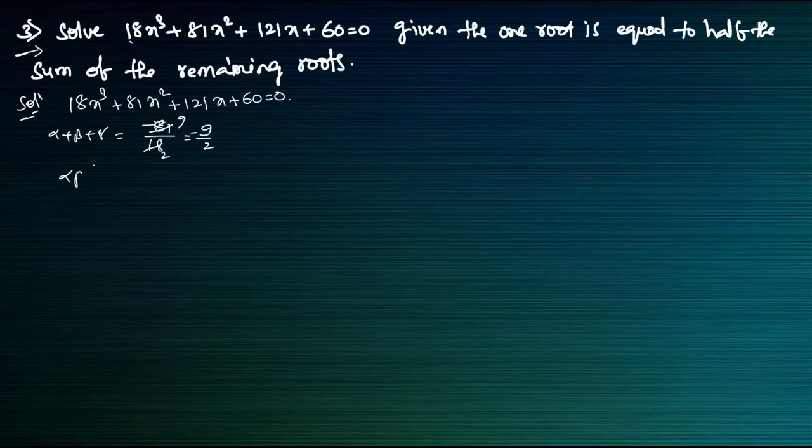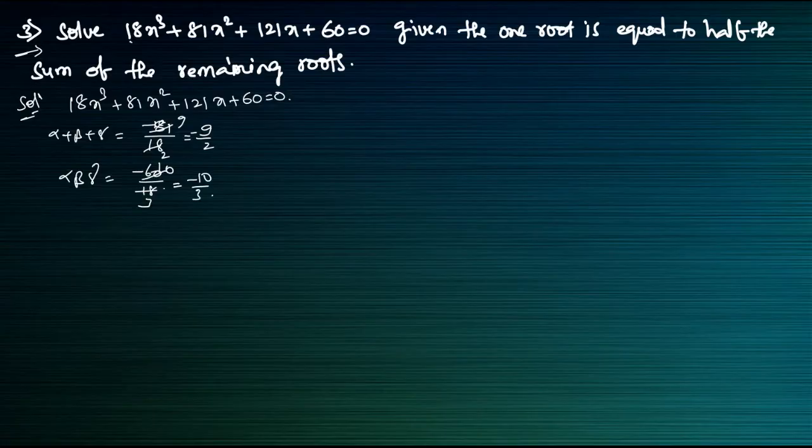So here alpha into beta into gamma is equal to how much? Minus d by a, no? So minus d by a, where d is equal to 60, so minus 60 by 18. Here 6 3s are 18, 6 10s are 60, so minus 10 by 3 will come here.